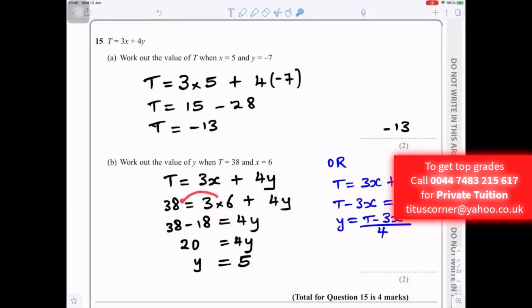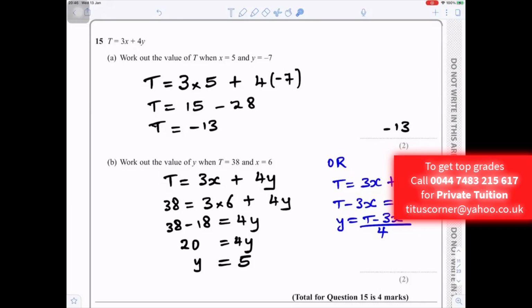So you take to the left. 38 minus 18. It was plus 18, it goes to the left. It becomes minus 18. 38 minus 18 is 20. So 20 is equal to 4 times y. And you ask yourself, what do you times by 4 to get 20? It is 5. Or 20 divided by 4 is 5.